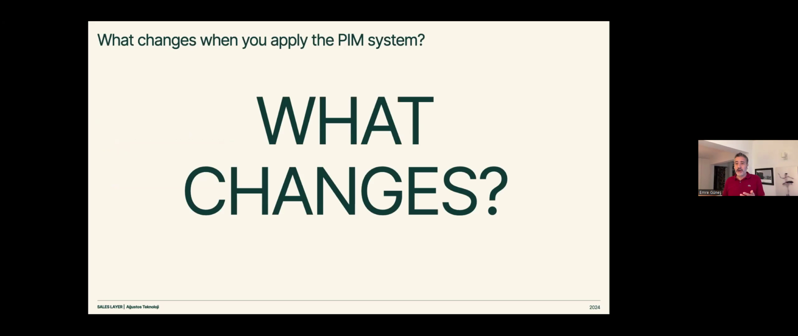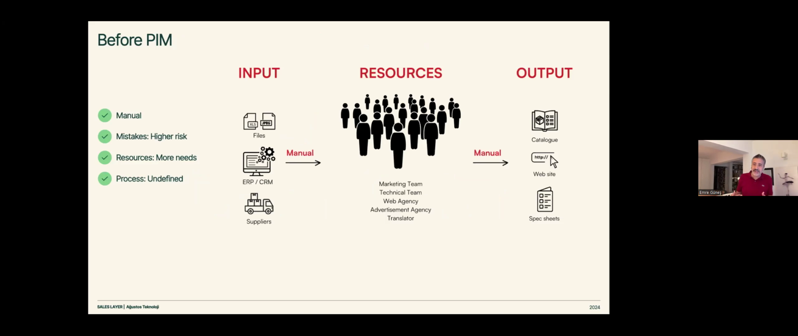Then I want to share my experience with these companies and share what changed afterwards when we applied PIM properly. So let's define what is the before PIM area. Obviously, as Mark said, you have all the data everywhere, Excel files, JPEG files, ERP, all of that, right? It comes manually to a bunch of people, a big group: marketing team, technical team, web agency, advertising agency, and translators. They get this manual data, create manually the catalog, websites, spec sheets, CE documentation, installation instructions, and all of that, which I call output.